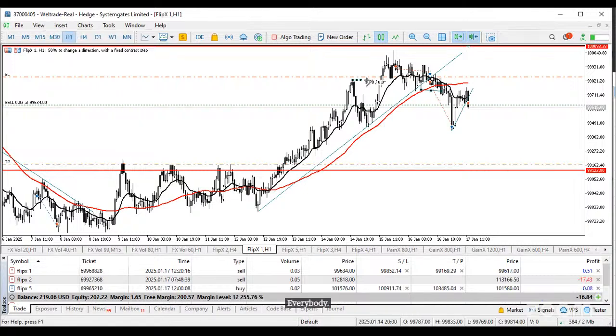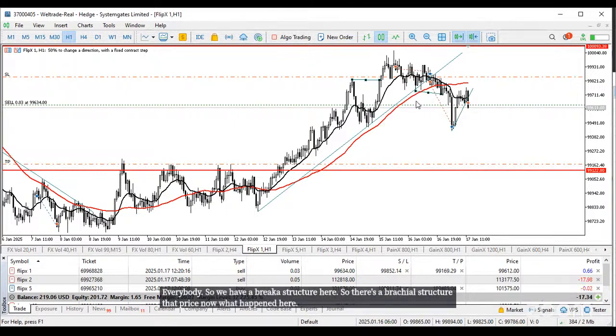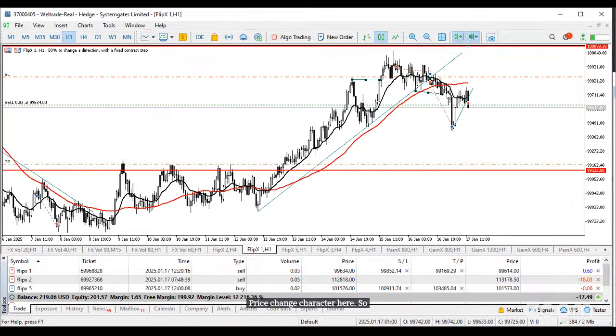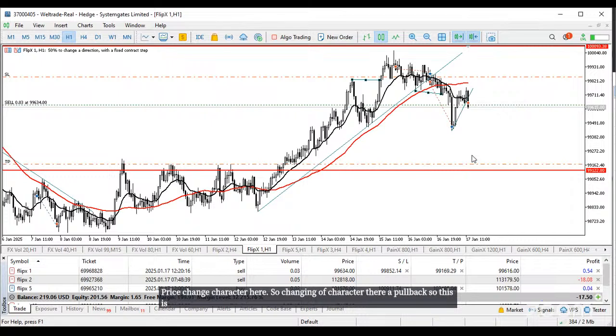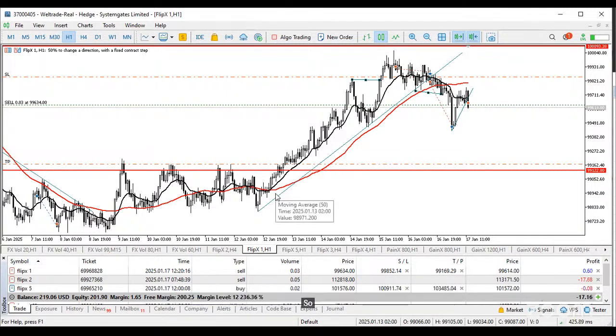So we have a break of structure here. Then what happened here? Price changed character, so a change of character, then a pullback. So this is a valid sell now. If you have a synthetic account, you can use 0.01 to set this and put your stop loss above where my stop loss is. So this is a trade call. I'm just telling you the strategy that I use in case you want to be trading by yourself.